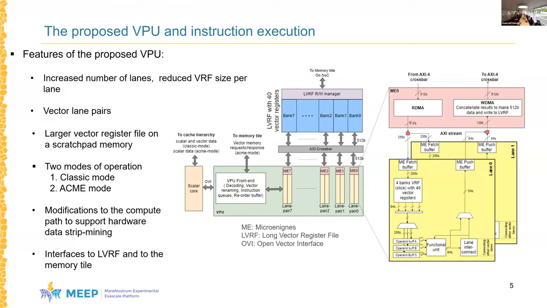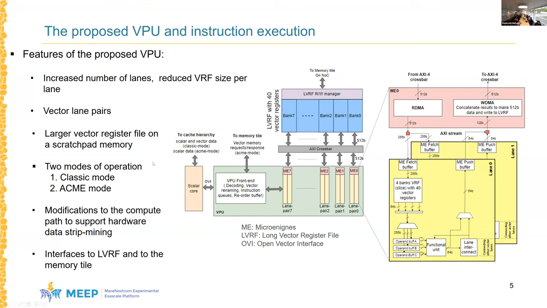Now looking at the enhanced VPU, the enhancements that we have provided. We have increased the number of lanes from 8 to 16 and reduced the size of the VRF under every lane. The lanes are paired as vector lane pairs. They should be able to execute a thread of vector instructions in future, but currently multi-threading is not supported on the VPU. In the baseline, we have the VRF on the vector lanes. Now in ACME, in what we call this enhanced VPU, we have a bigger VRF outside, called the long vector register file, which is here. This also maintains 32 vector registers as per the RISC-V specifications, and there are 8 additional registers that we are using for renaming. So in total it is 40 registers.